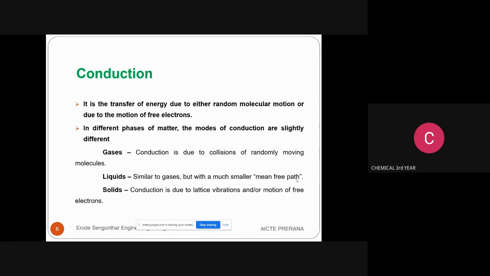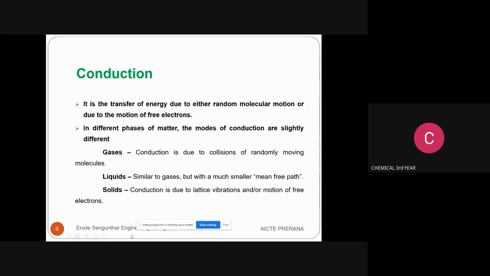Then the last one is solid. Why I have mentioned solid last is because, if we look at the gas and liquid problem, definitely we can say that solid is the only medium to transfer heat by the mode of conduction. Solid is a tightly packed medium and it will not have any bulk motion. So definitely solid is the only medium for the conduction mode of heat transfer.